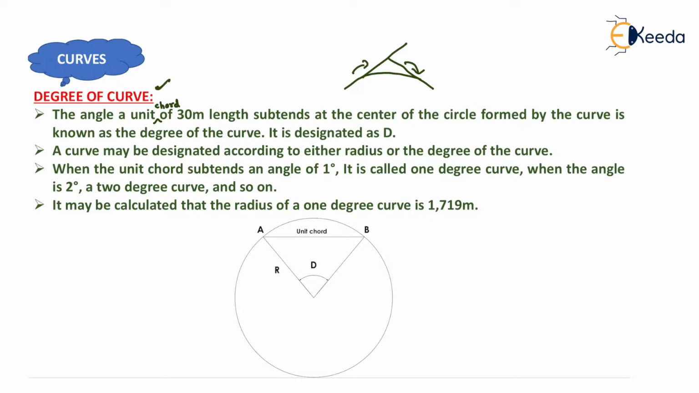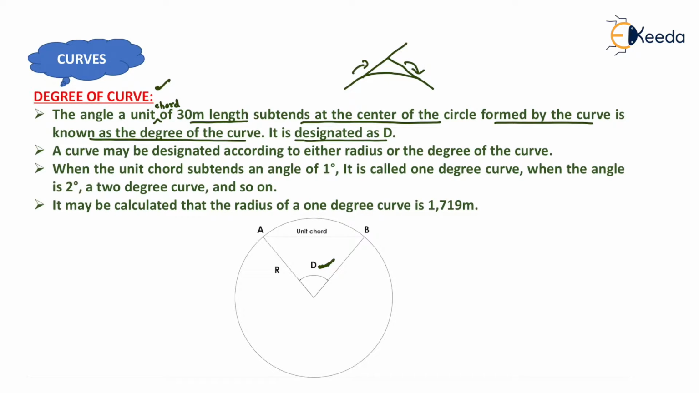The angle a unit chord of 30-meter length subtends at the center of the circle formed by the curve is known as the degree of curve, and it is designated as capital D, which is shown here. The angle a unit chord of 30-meter length subtends at the center is known as the degree of curve, which is denoted by capital D.